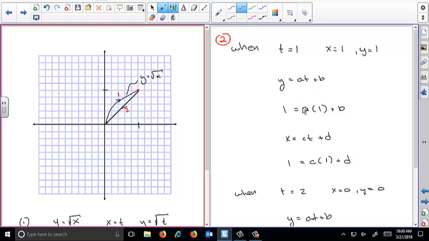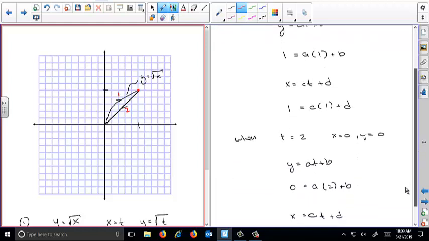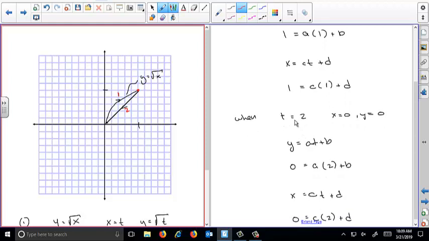There is no x in this equation, so you end up with 1 equals a plus b, and if you do the same thing for the x equation, you have parameters c and d, constant in front of t, and this constant by itself. So you plug x equals 1, t equals 1. You get one equation and two unknowns, one equation and two unknowns. So we need another equation. So we set t equal to something else.